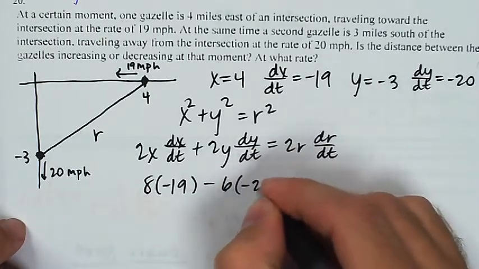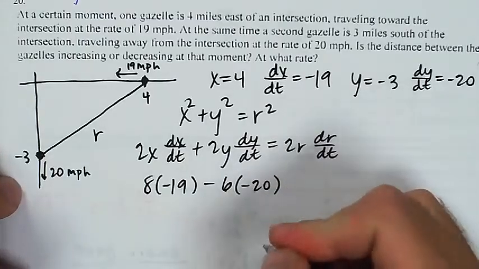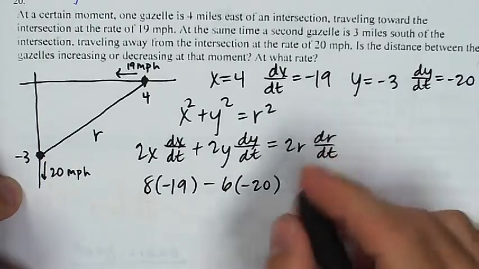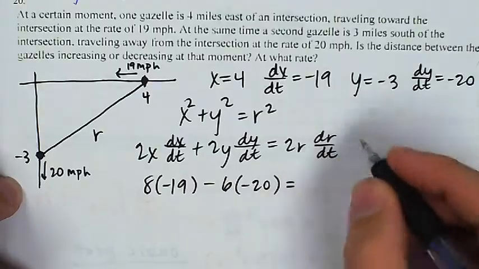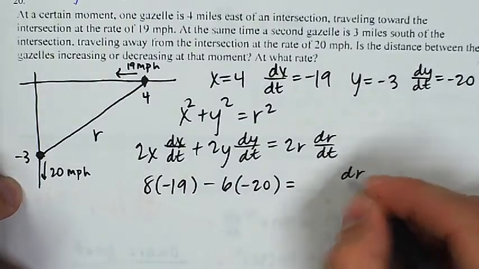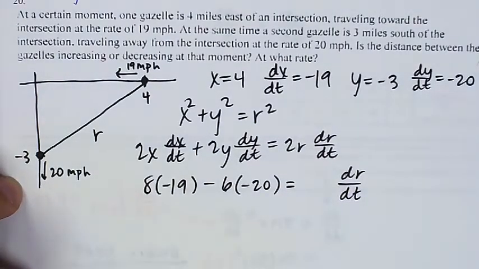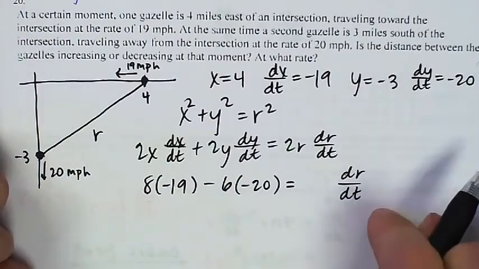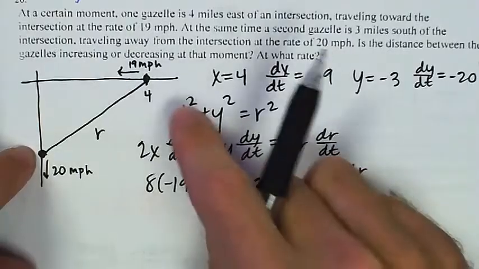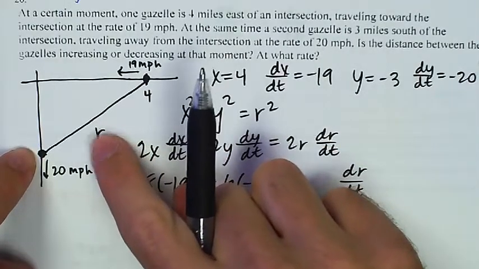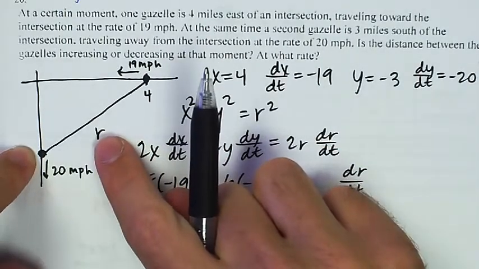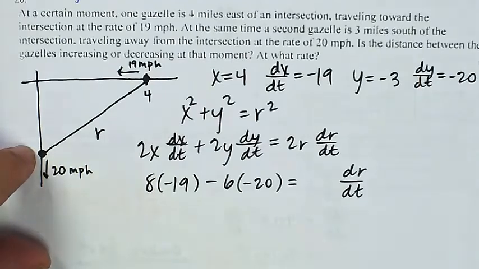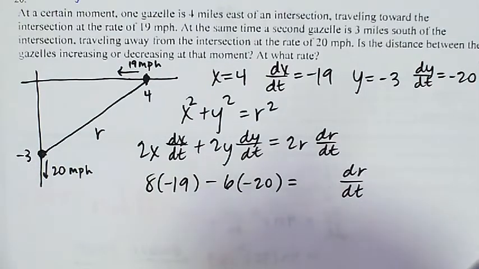dy/dt is negative 20, and that's equal to 2r, which I'm going to have to figure out what that is, times dr/dt. But that's what I'm interested in solving eventually, right? I'm trying to find out what is dr/dt. Is the distance between the gazelles increasing or decreasing? If I find that this rate of change of r is positive, I'd say the distance is increasing. If I find it was negative, I'd say the distance was decreasing.